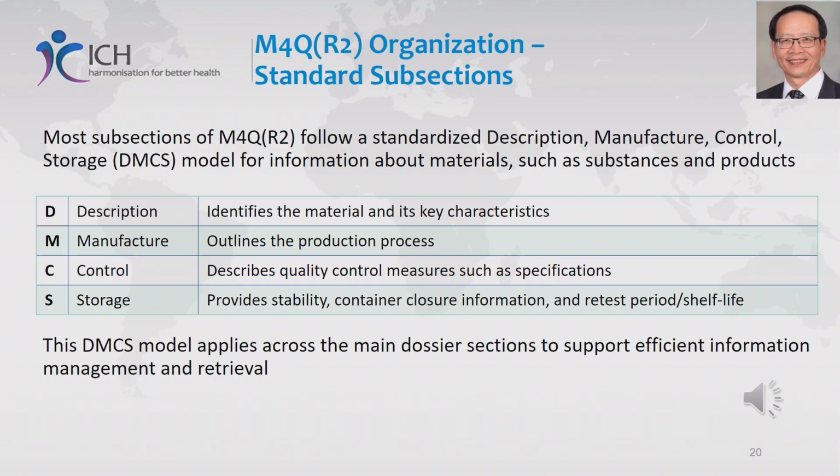Most subsections follow this description, manufacturing, control, storage model. D represents the description, which identifies the material and its key characteristics, whether this material is a raw material, substance, or even product. M represents manufacturing, which outlines the production process. C is the control, which describes the quality control measures such as specifications. And S is storage, which provides stability, container closure system, and retest period or shelf life.